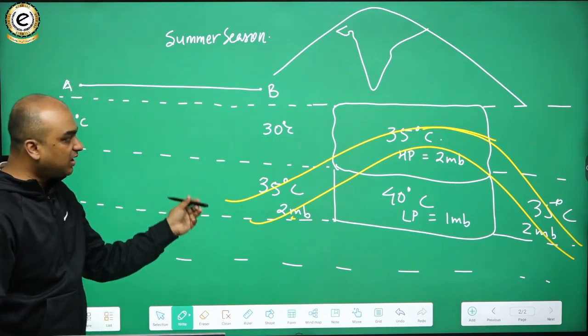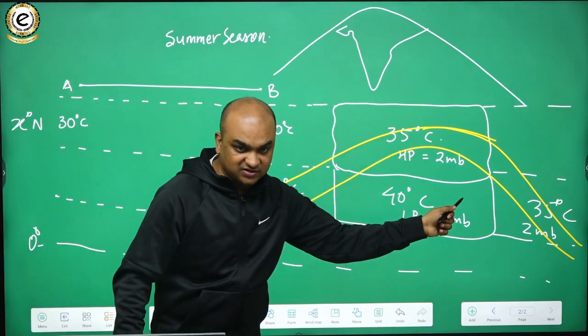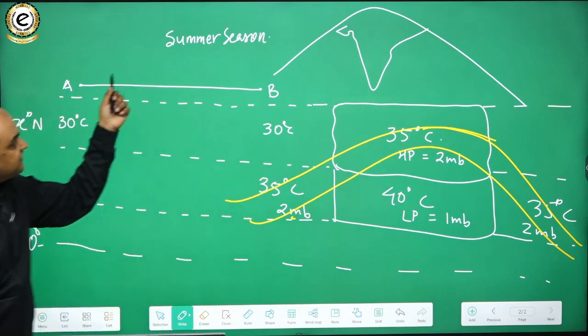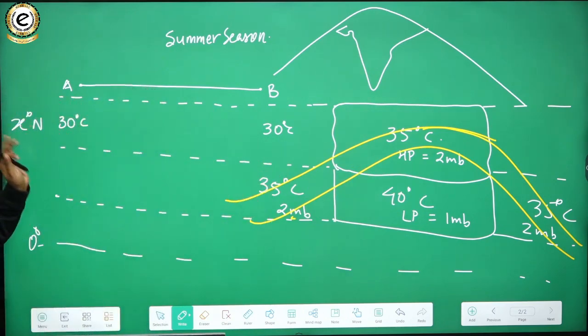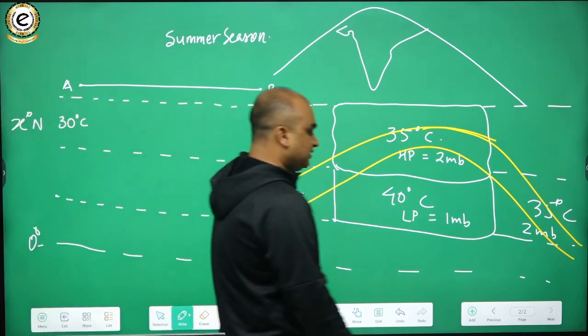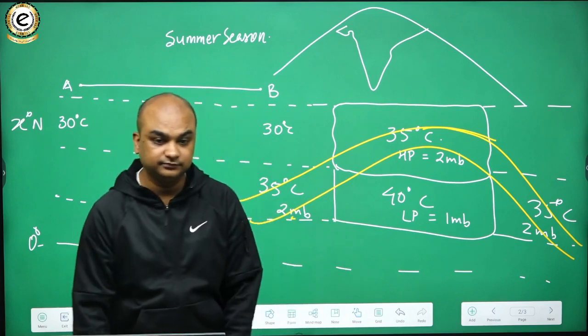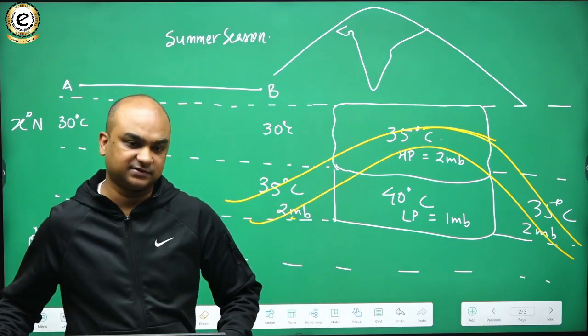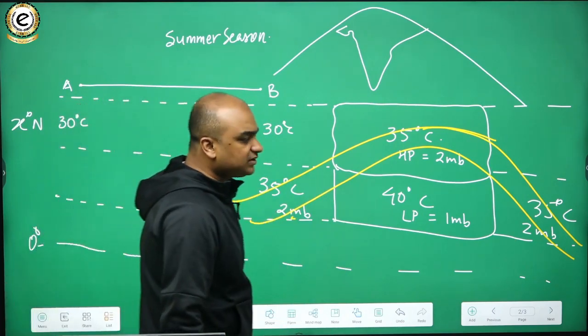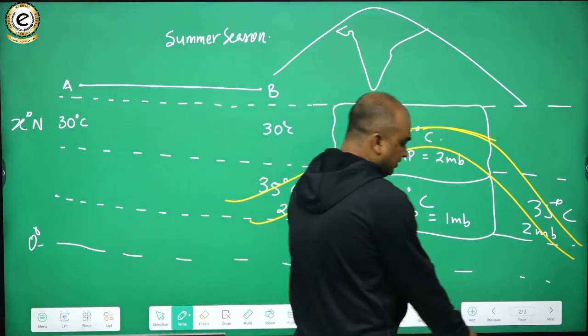Isotherms and isobars could be curved lines. Why? Because of the differential heating of land and now the baat clear hai? Is everything clear so far? Good. Yes, most of the times they are because there is a relationship between temperature and pressure.